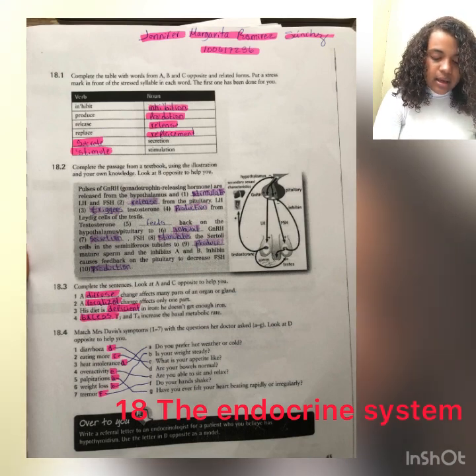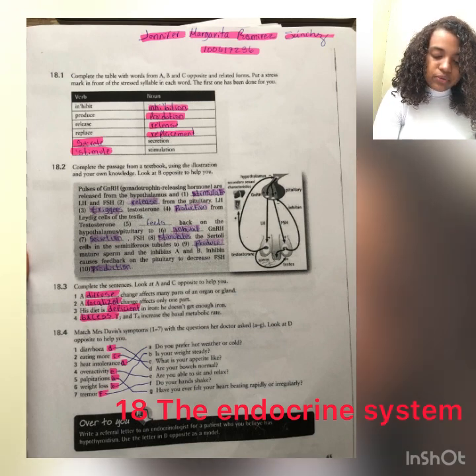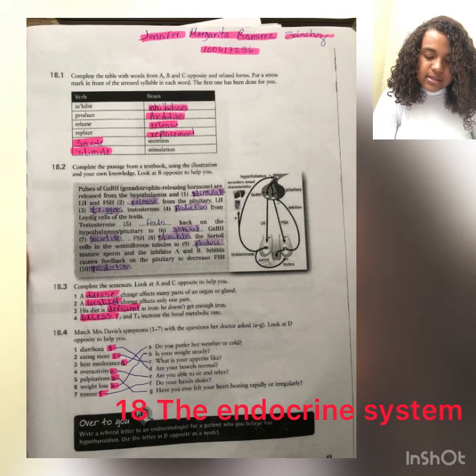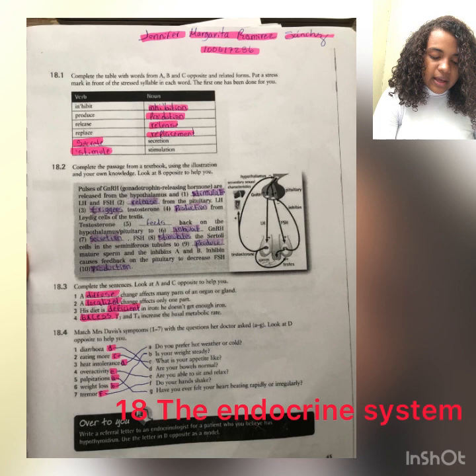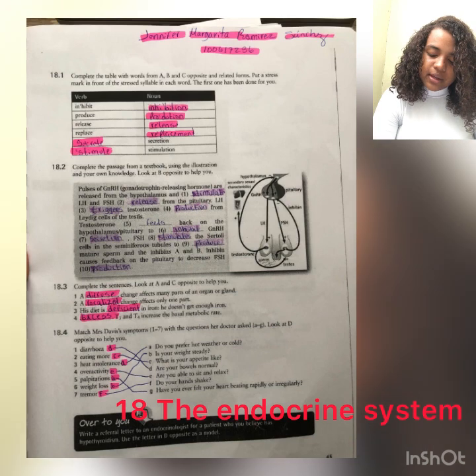LH triggers testosterone production from Leydig cells of the testes. Testosterone feeds back on the hypothalamus and pituitary, inhibiting LH and GnRH secretion.